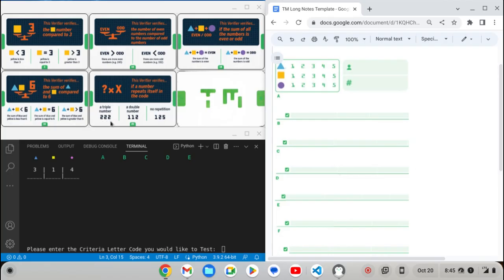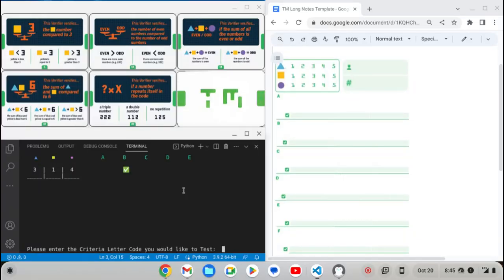Remember, the objective of today's puzzle is to find that unique 3-digit code that abides by all of the 5 criteria cards we just described. And we're going to start off with an initial proposal of 314. So I think the first thing I'd like to find out is a little bit about the ratio of even to odds. So let's go ahead and test criteria card B.